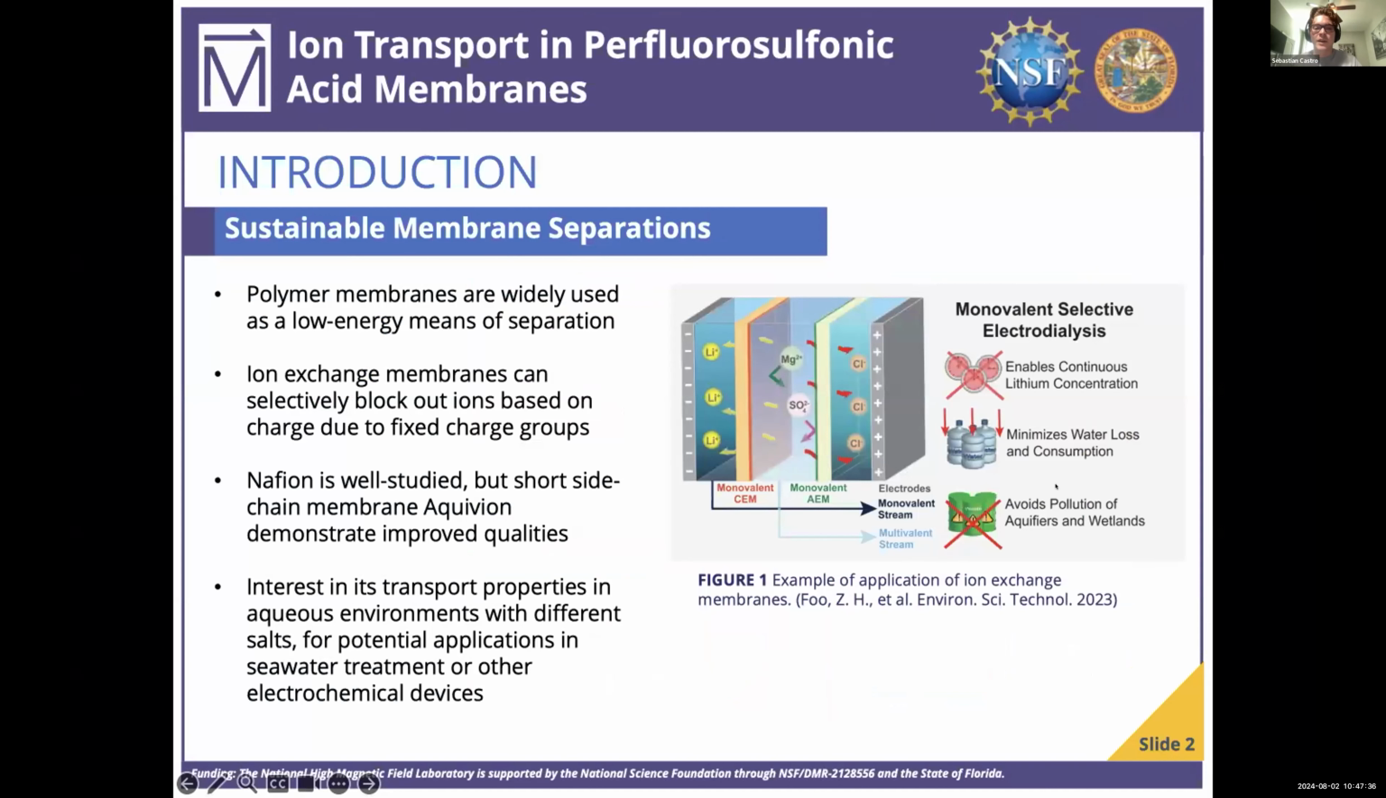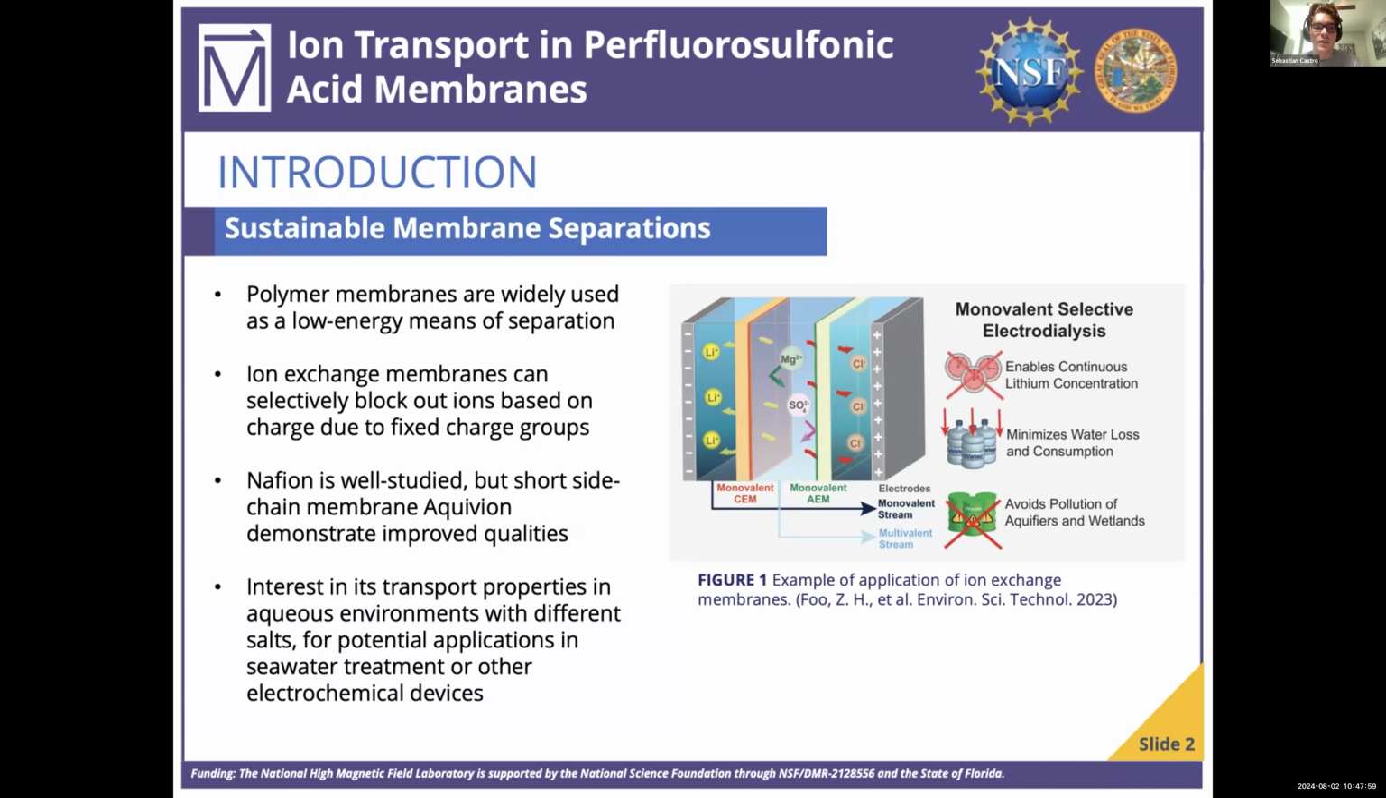Separating a mixture into its individual components so that we can actually use them is a problem that humanity has always faced. More recently, though, we are focused on trying to improve the sustainability of these processes. In particular, polymer membranes are widely used for this as a low energy means of separation, for example, for desalination with reverse osmosis, gas separations, and fuel cells.